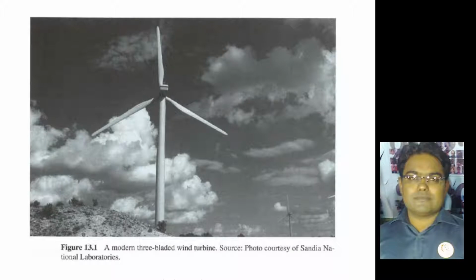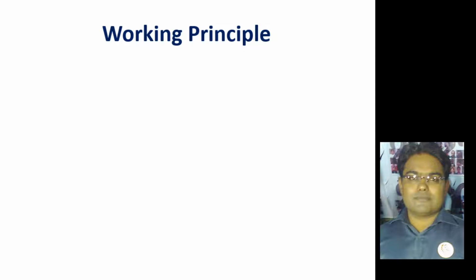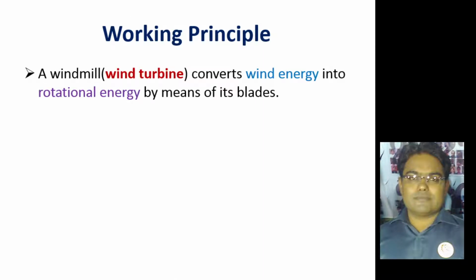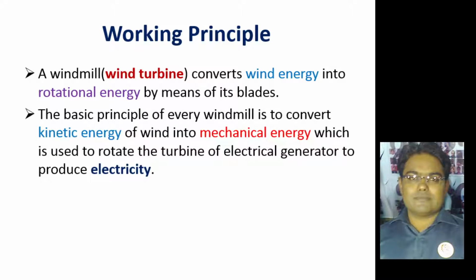This is a pictorial presentation of the three-bladed horizontal axis wind turbine, a modern three-bladed wind turbine. The picture is taken from Sandia National Laboratories. So what is the working principle? As I said, a windmill or wind turbine converts wind energy into rotational energy by means of its blades. That kinetic energy of the incoming airflow gets converted into mechanical energy with the help of a rotary device.